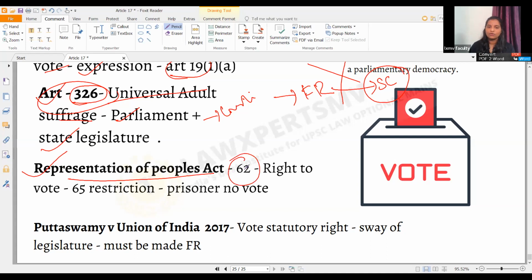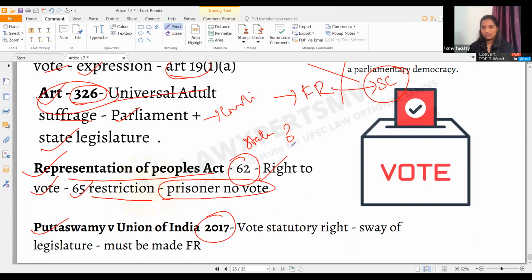Under section 62, there is a right to vote, and section 62(5) or section 65 is a restriction that prisoners cannot vote. So whether right to vote is a statutory right? So this is the next question. And we have a latest case law touching upon this point, Puttaswamy versus Union of India in 2017. What is this case law famous for? Right to privacy. Yeah, exactly.